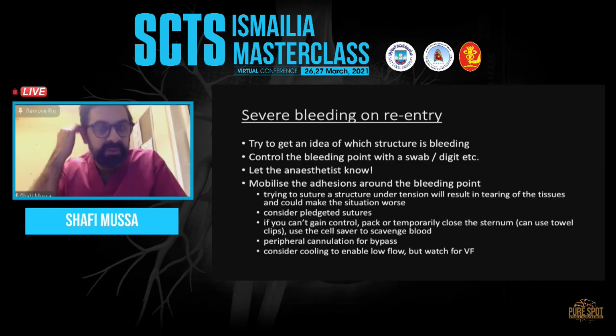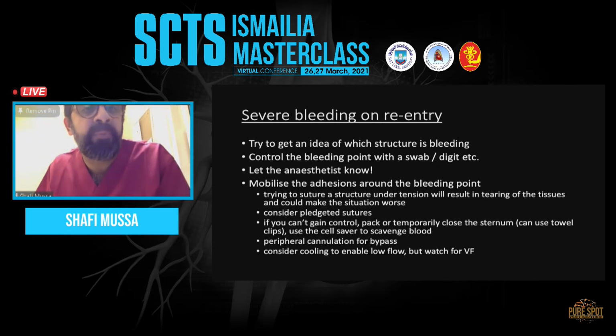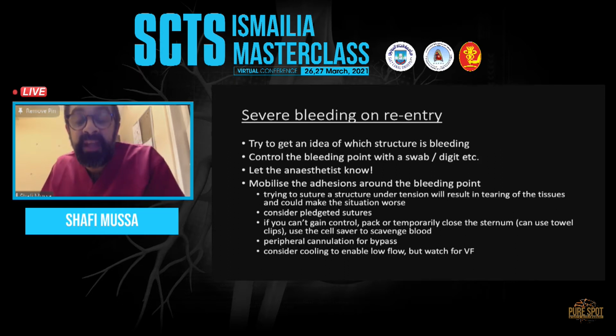So what happens if you get severe bleeding on re-entry when you're reopening the sternum? The first thing is to try and get an idea of which structure is bleeding. This is where your preoperative planning will be extremely important. You'll know that if you're towards the top of the sternum, in that situation that I showed you, it's going to be the aorta. If you're further down, it might be the right ventricle. Initially, the plan would be to control the bleeding point with a swab or a digit, etc.